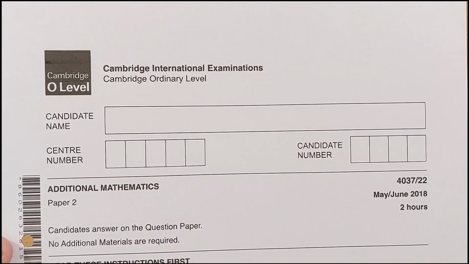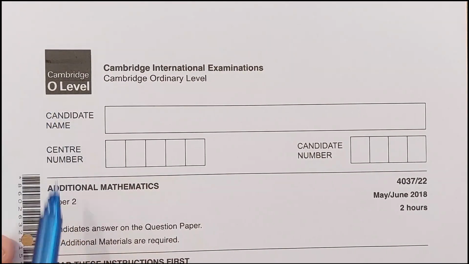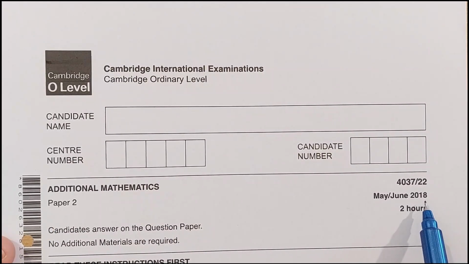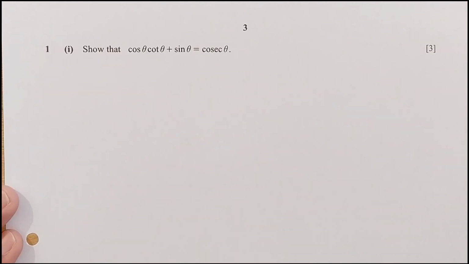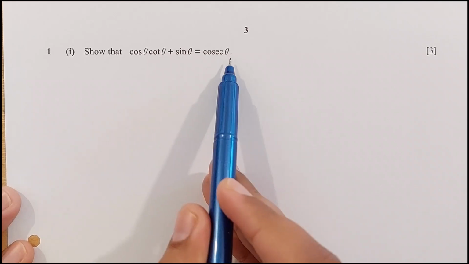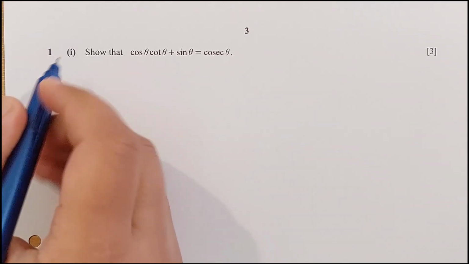Hi everyone, in this video I'm going to solve O-Levels Additional Mathematics Paper 2, May-June 2018 session, Paper 2-2. So let's start with the first question. Question number 1, part 1: show that. We have to prove this identity starting from the left hand side.